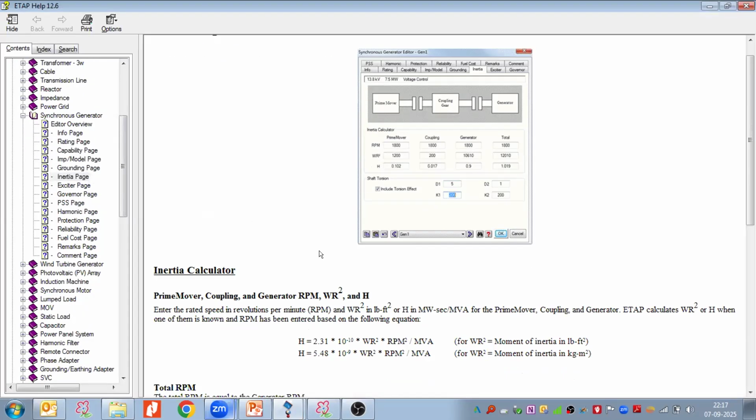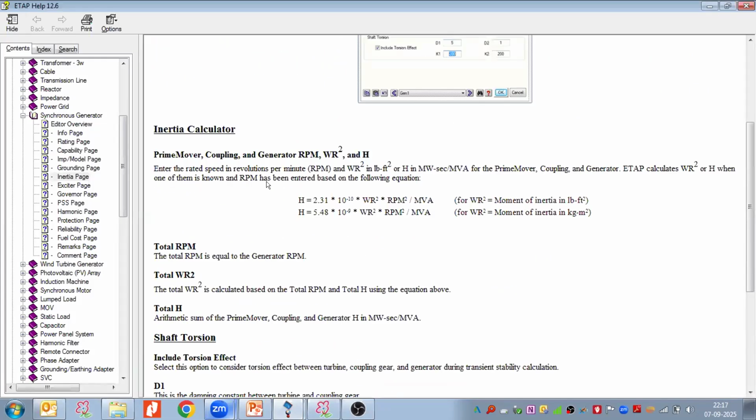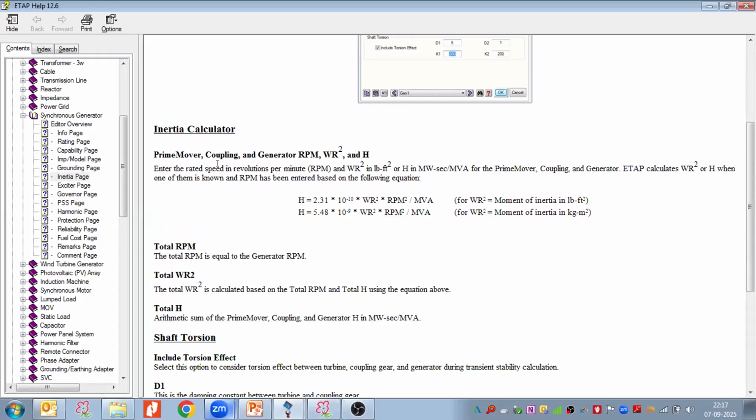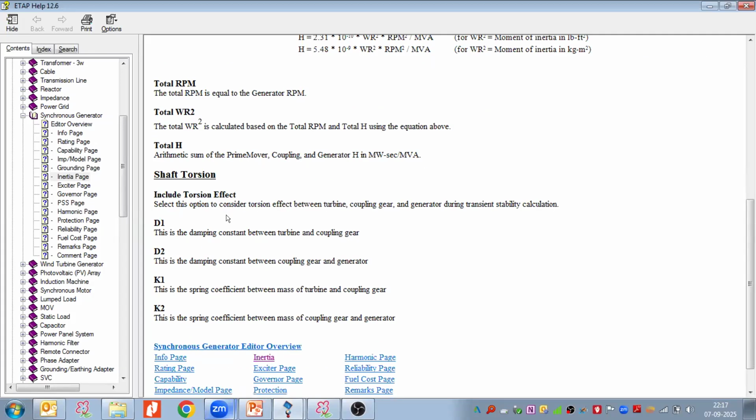Otherwise, if time allows, I will also pick up this point and take it up. But otherwise, if you want, you can go through this inertia calculator as well. Here, prime mover, coupling, and generator RPM, WR square, and H. They have also mentioned RPM, WR square, and H as the arithmetic sum of the prime mover, coupling, and generator H in megawatt. So you can also go through this.